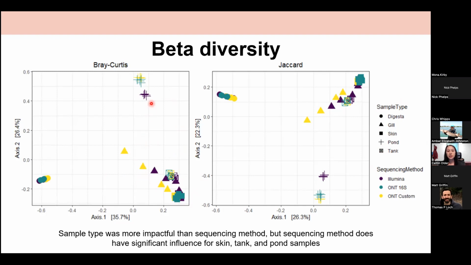So if you just look here at these crosses, which are the pond samples, you can see that the Illumina samples really cluster tightly and separately away from the nanopore samples. And that was the same as well for the tank and skin samples.